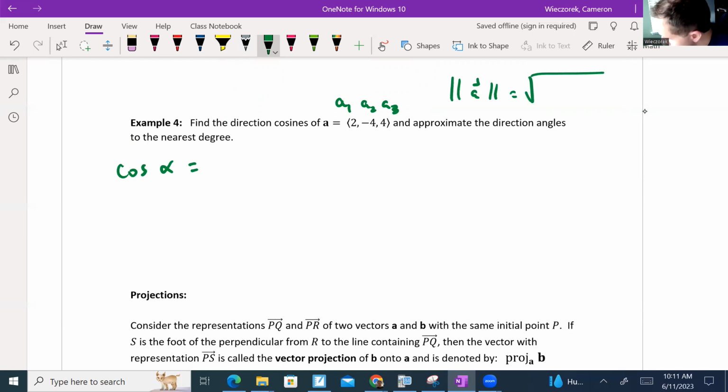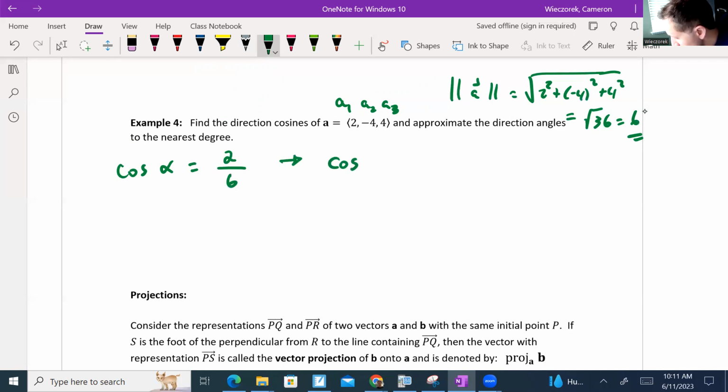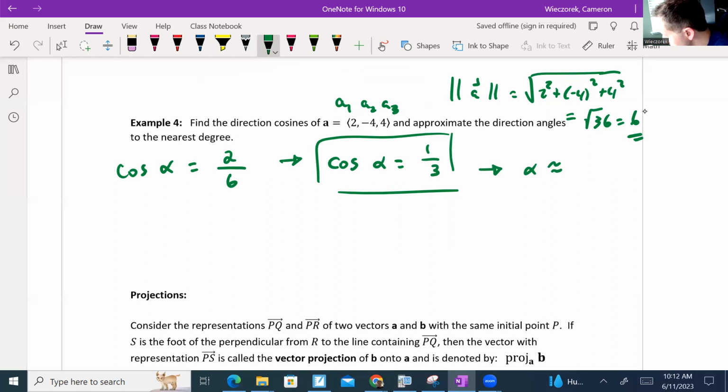Magnitude A is going to be 2 squared plus -4 squared plus 4 squared. 16 plus 16 is 32. 32 plus 4 is 36. Square root of 36 is 6. Okay, so we're going to have A1, that's the part that points in the direction of the x-axis, over the magnitude, 6. So cosine alpha is 1/3. And they asked us to approximate the angle. If you take the inverse cosine on your calculator, you get about 71 degrees.